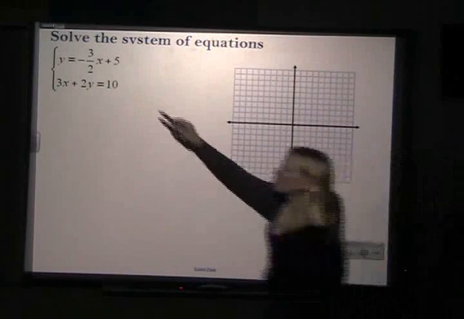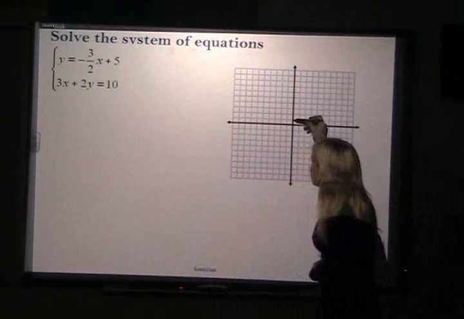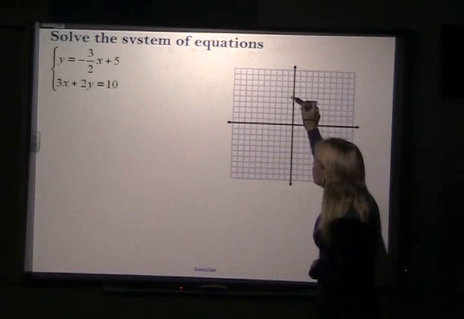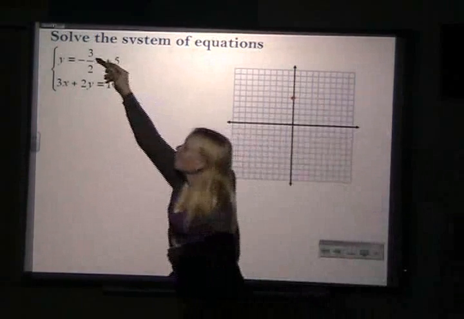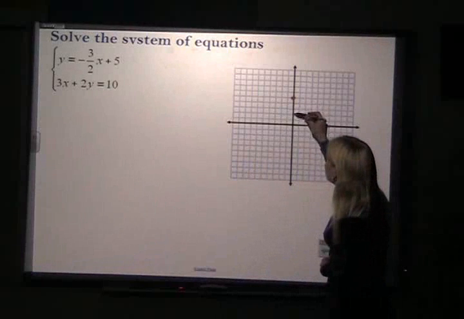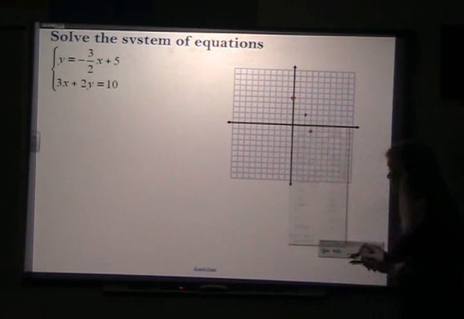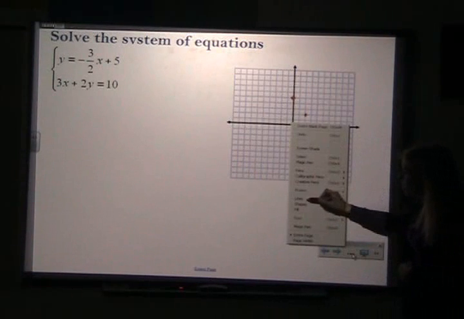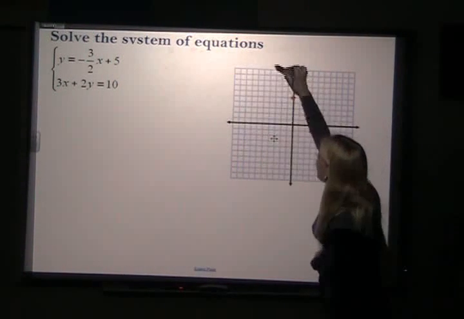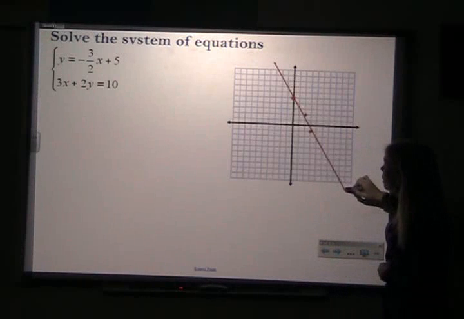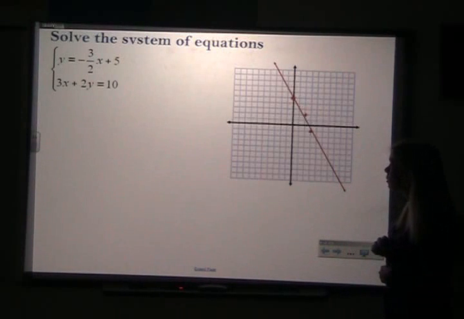Example. So this one I'm going to start at 5 on my y-axis. I'm going to go down 3 and over 2. How many points you want to put on there is up to you. Again, you might need to add more later so you know exactly where those points are.